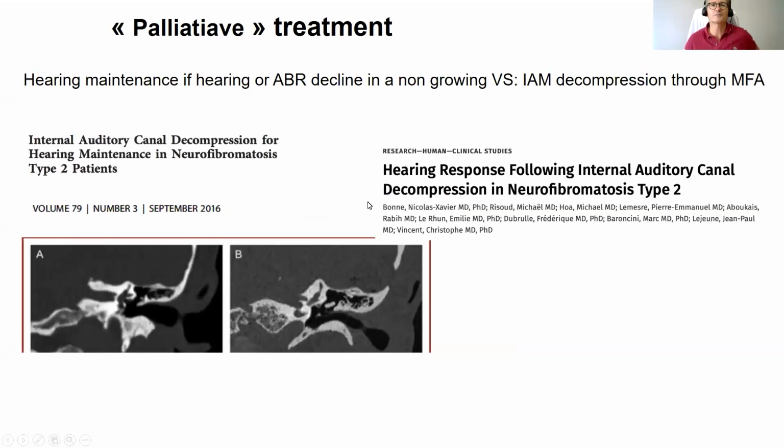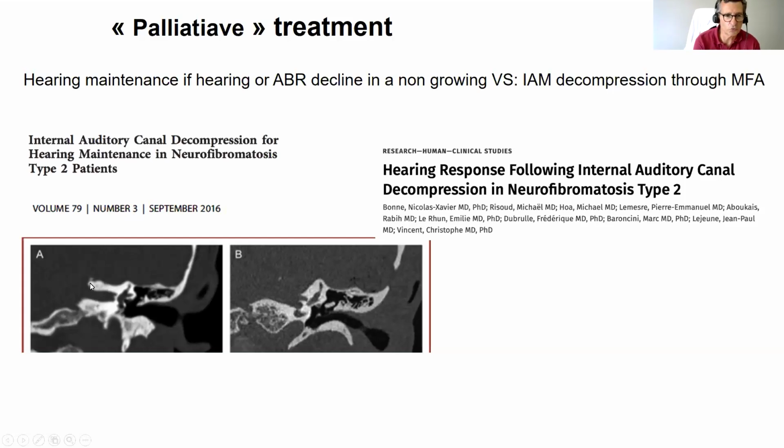So I'm starting with palliative treatment. What is a palliative treatment? For me, it's a treatment where you don't remove the tumor. So this is what I was talking about before. It's a decompression of the internal auditory canal.